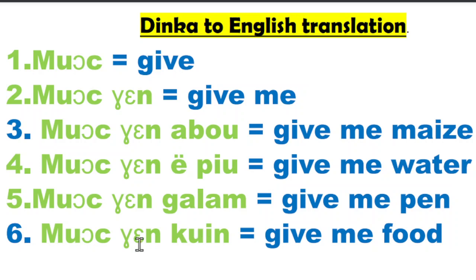Muoc and queen, Muoc and queen means give me food, give me food. Queen means food or kitchen. Muoc and queen, give me food. If someone tells you Muoc and queen, Muoc and kitchen, that means give me food.